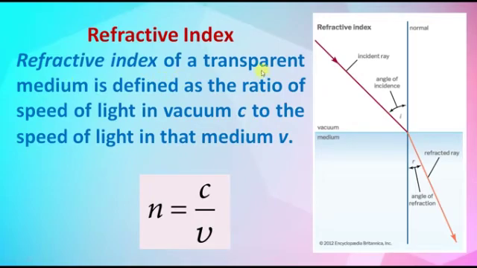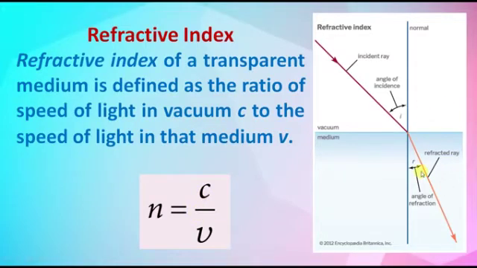The refractive index of a transparent medium is defined as the ratio of the speed of light in vacuum, c, to the speed of light in that medium, v. That is, the refractive index n is equal to the speed of light in vacuum divided by the speed of light in the medium. Here n stands for refractive index. So the refractive index is equal to c divided by v.